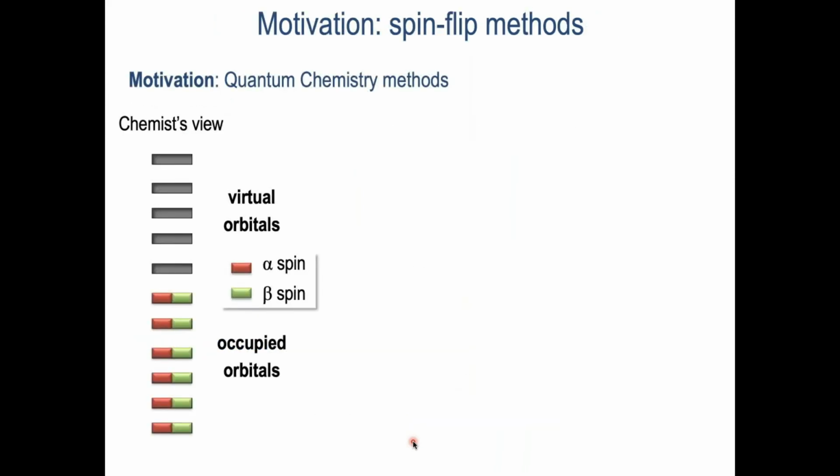As chemists, I believe that most of us, when we think about the electronic structure of a molecule, have in mind a set of molecular orbitals that we can order by their energy, occupied by spin alpha and spin beta electrons. And then on top of that, at higher energies, we have a set of available energy levels, the virtual orbitals.